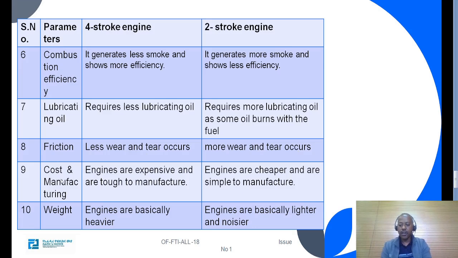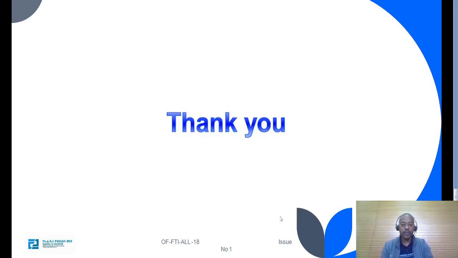Parameter 9, cost and manufacturing. Four-stroke engines are expensive and tough to manufacture, while two-stroke engines are cheaper and simple to manufacture. Weight: the four-stroke engines are basically heavier, and the two-stroke engines are basically lighter and noisier.